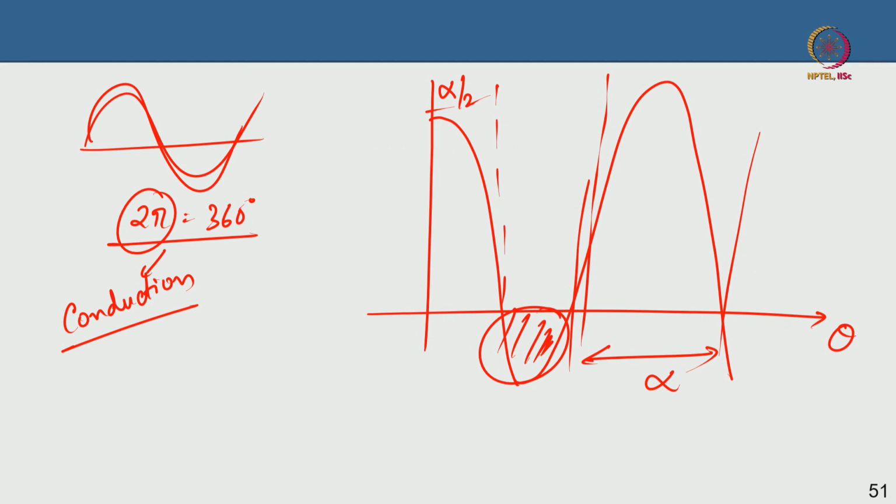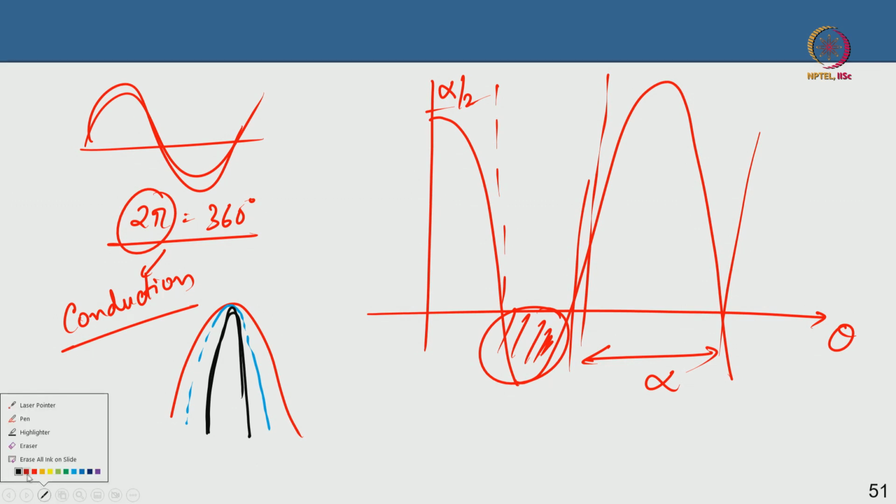If your class A looks like that, maybe I can use a blue color here, class AB will look like this, you are biasing closer to pinch off. Maybe class B will look even steeper because you are biasing at pinch off. It is a sine wave, sorry, my drawing is not very good, but it is clipped like that. And class C is biased even crazier, so maybe I can use a different color here, and class C will be something like this. You are reducing the overlap between the voltage and the current, you are increasing the efficiency, you are basically reducing the conduction angle.